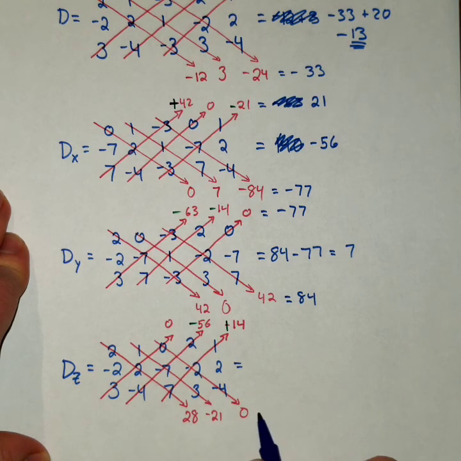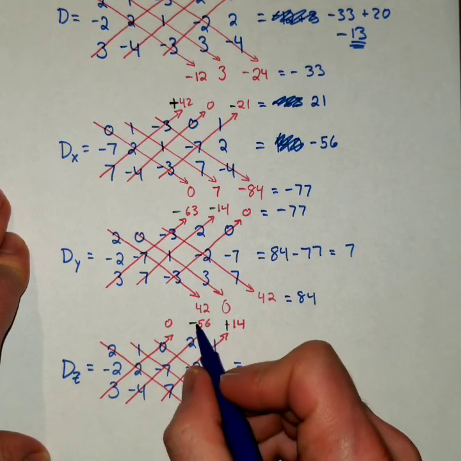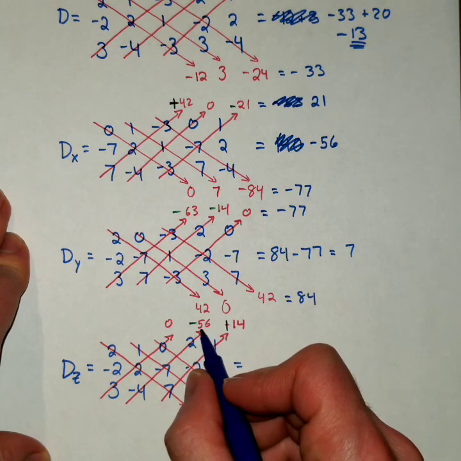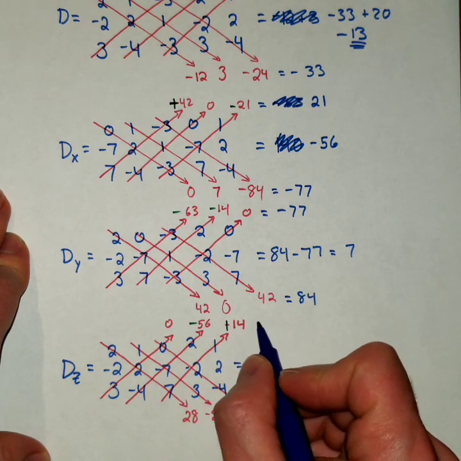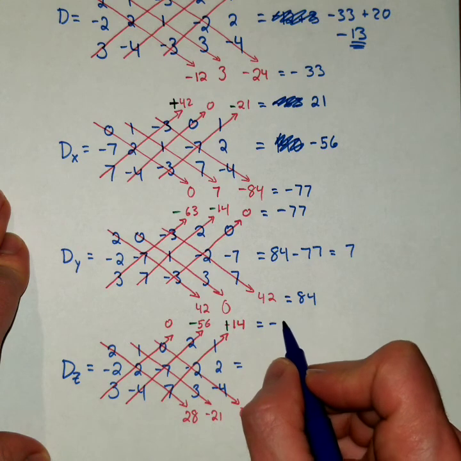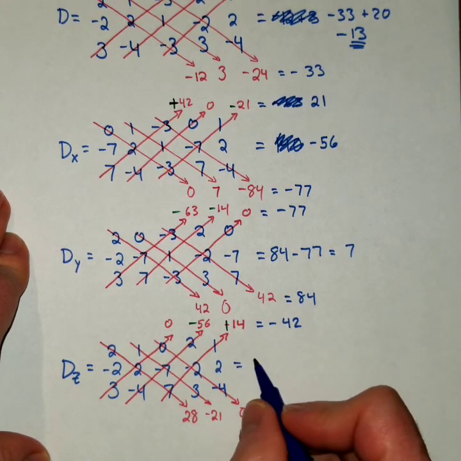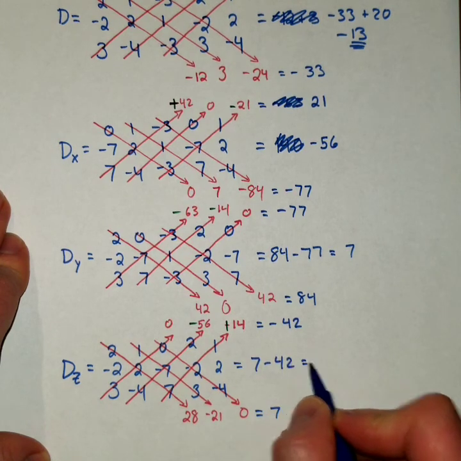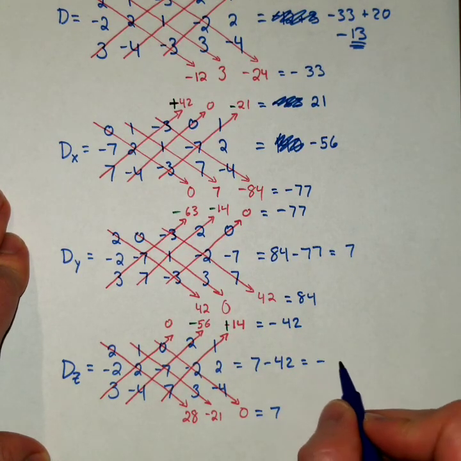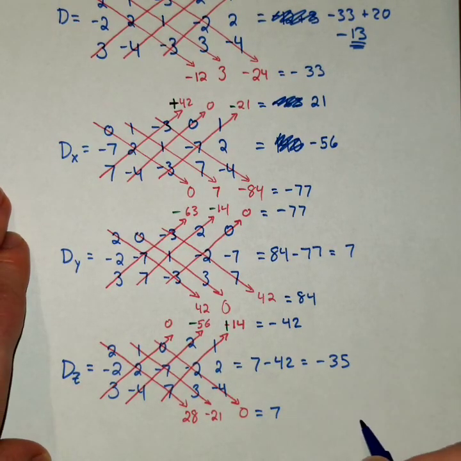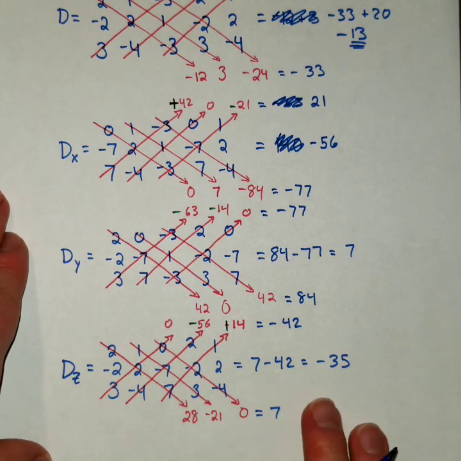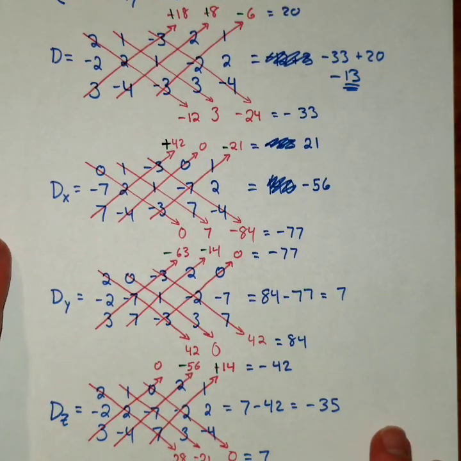Change the signs on the top, and then add them up. So on the bottom here I get positive 7. On the top, negative 56 plus 14 is a negative 42. And 7 minus 42 is negative 35. Okay. So that all looks great.